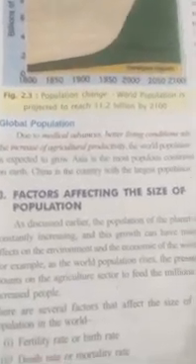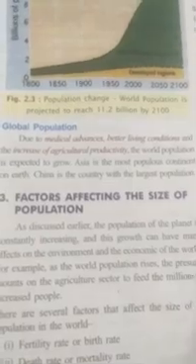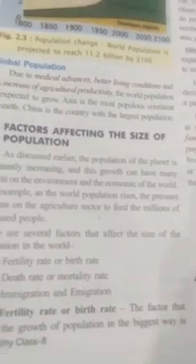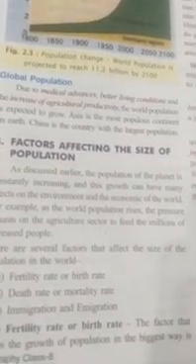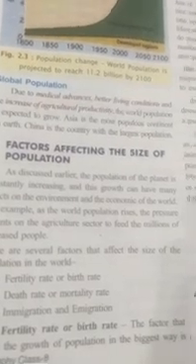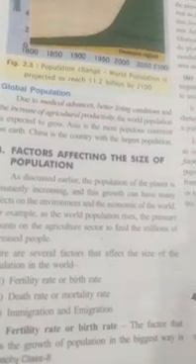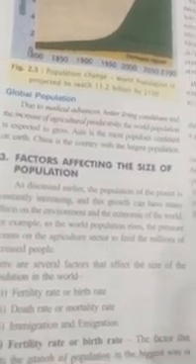Next, let us move to the next point, that is factors affecting the size of population. There are several factors that affect the size of the population in the world. Namely, these are fertility rate or birth rate. Second is death rate or mortality rate. Third is immigration, I-M-M-I-GRATION, and another is emigration, that is E-M-I-GRATION. So let us deal with these points one by one.